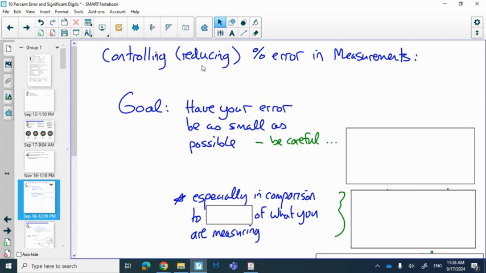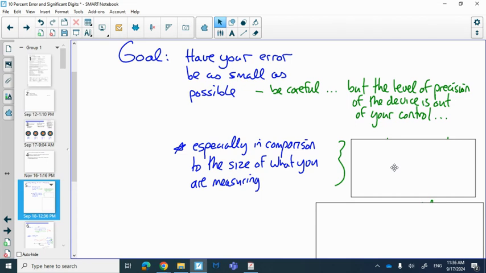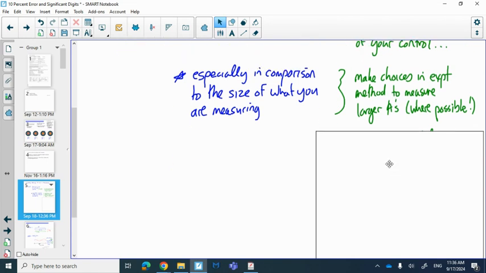Controlling and reducing error in measurements. Your goal is to have as little error as possible in measurements, especially in comparison to the size of what you're measuring. The precision of the device is often out of your control, of course, but you can make choices in your experiment that make the things you're measuring as long as possible, which reduces your percent error, which we will look at very shortly.